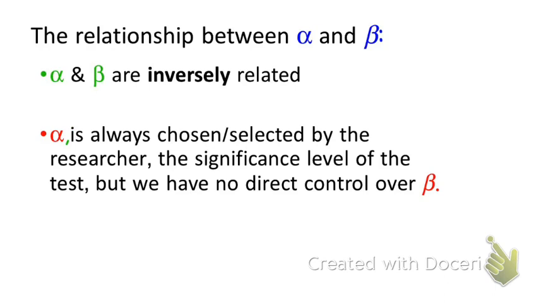Alpha is always chosen by the researcher. Remember, it's always given in the problem, your significance level. It says use alpha equals 0.01 or alpha equals 0.05 or 0.1. It's always chosen by the researcher, but we don't have any control over beta.